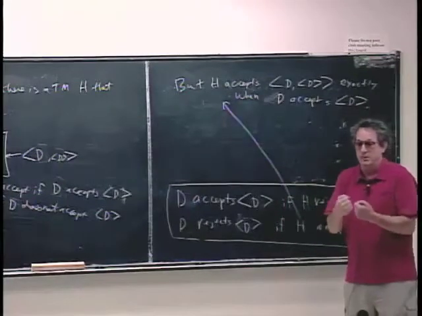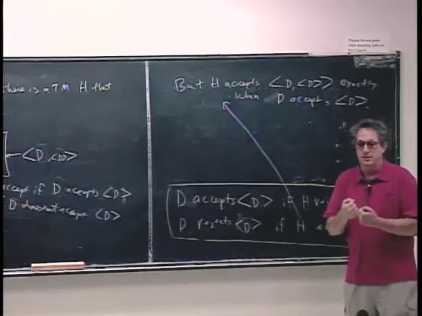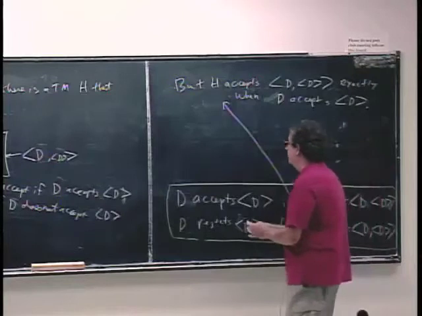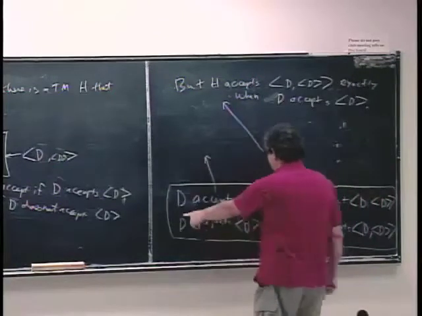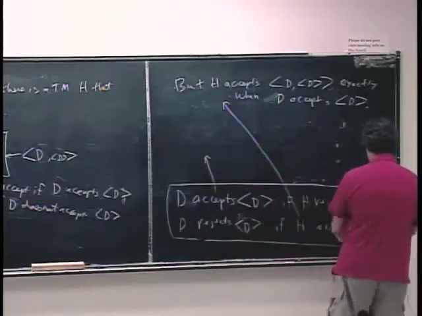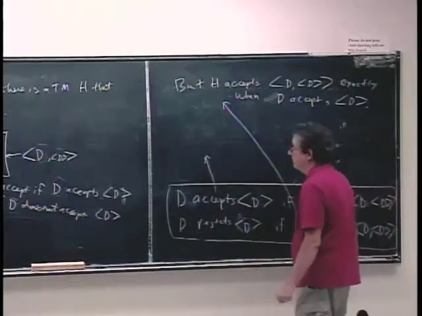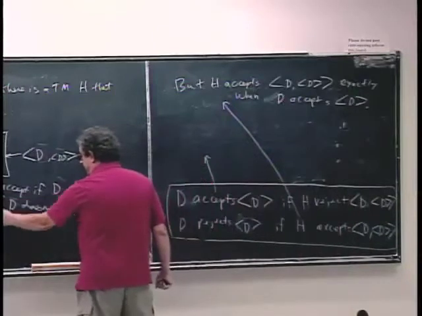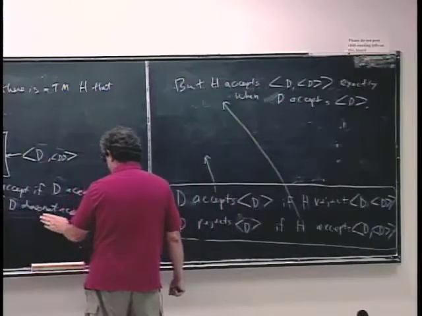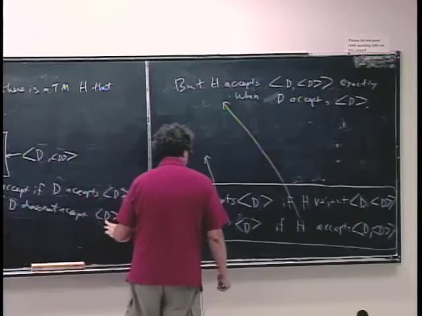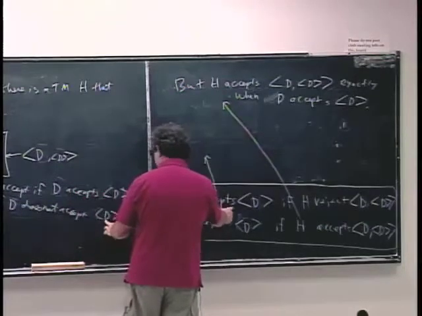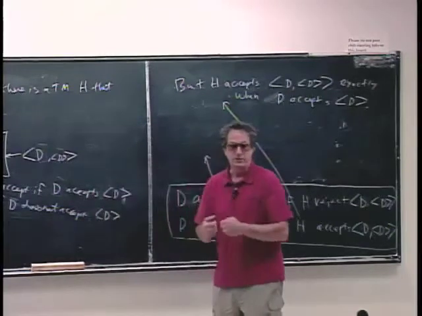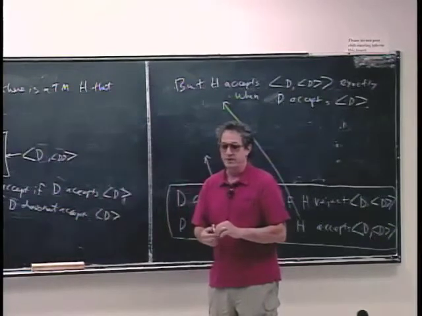Contradiction. That can't be, there is no such Turing machine that accepts if and only if it rejects. And we should follow the same logic here. D accepts D if H rejects D and the description of D. H rejects if D doesn't accept D. So we have D accepts if D doesn't accept. Again, this is a contradiction, it can't be. All right?